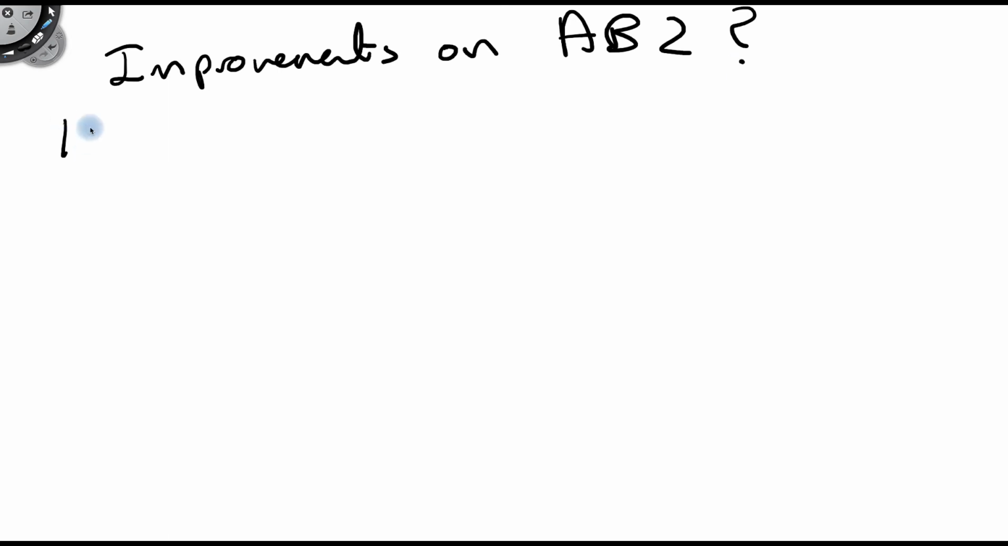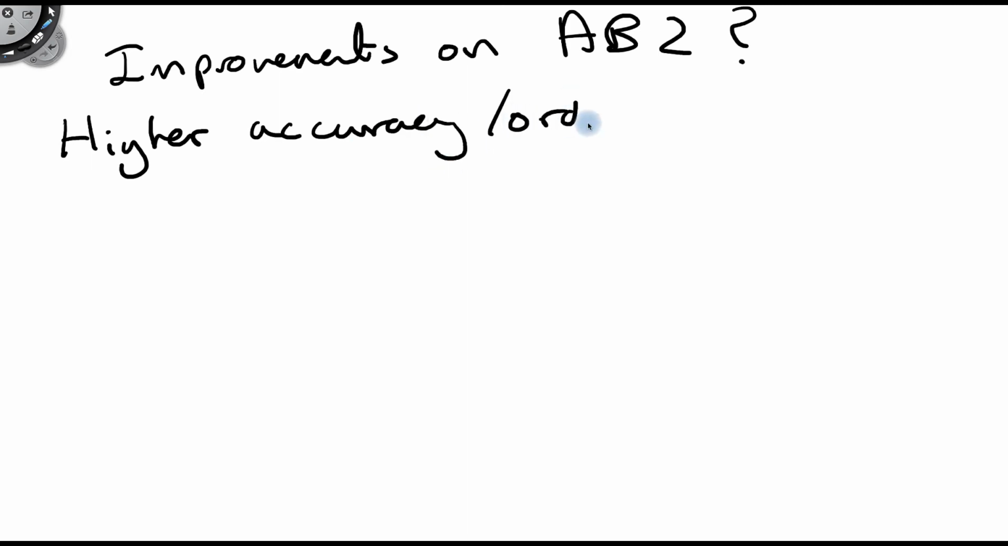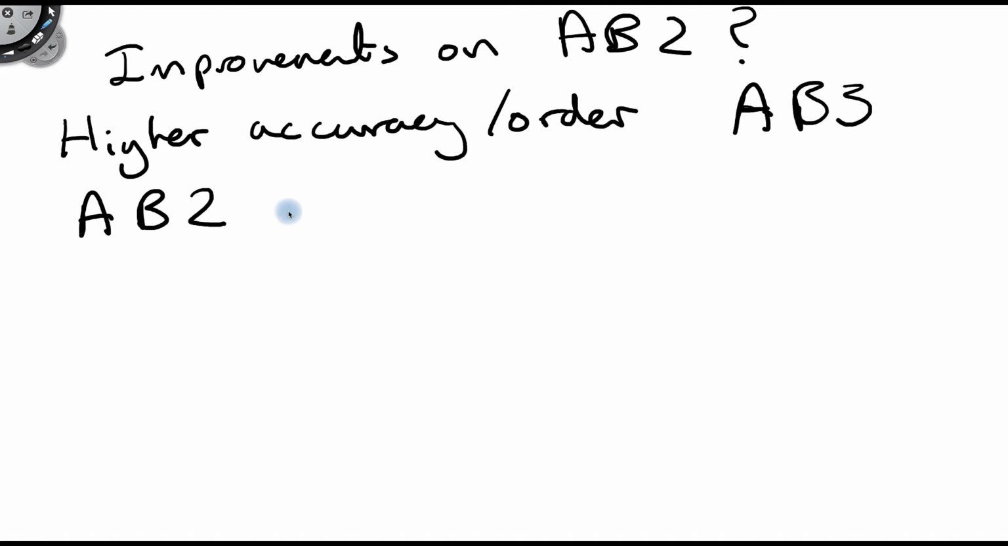Well, we could look at higher accuracy or order. We're going to look at that, which would be the AB3, and I'm just going to write that down. Or we could look at the fact that AB2 is explicit.